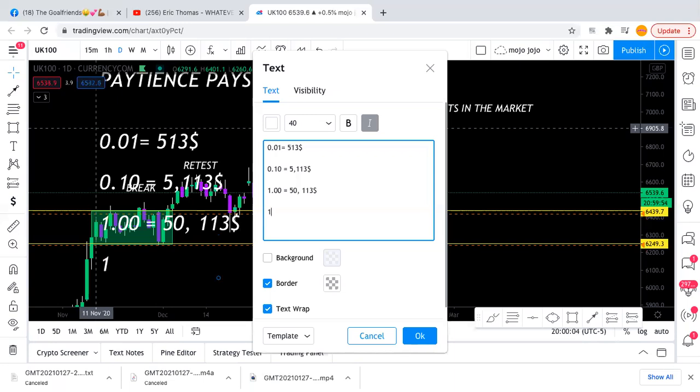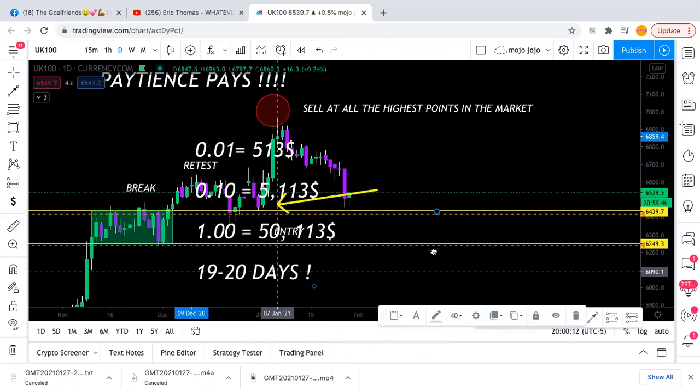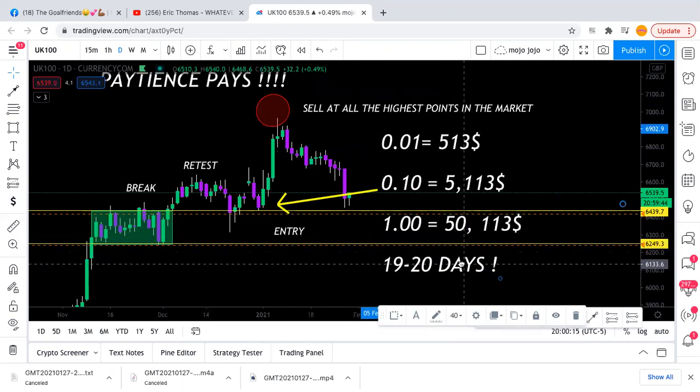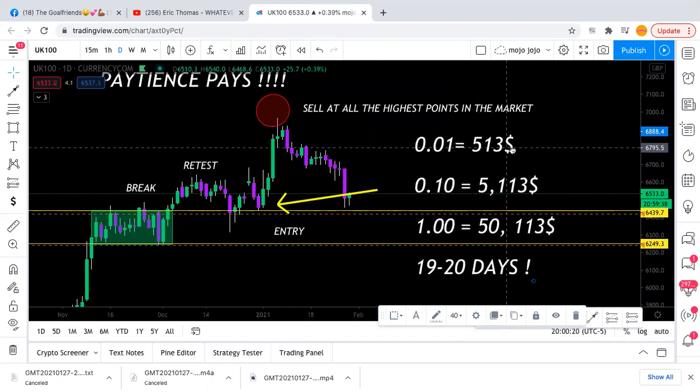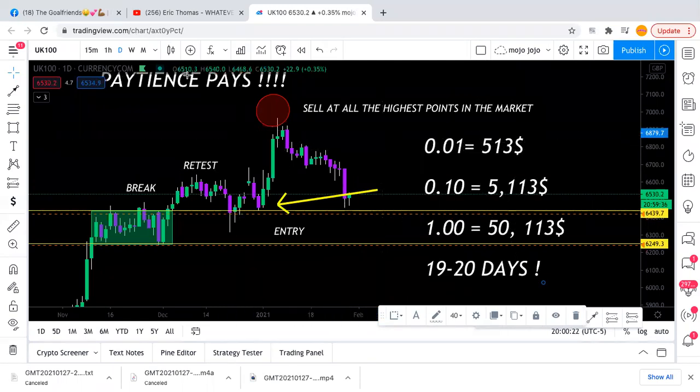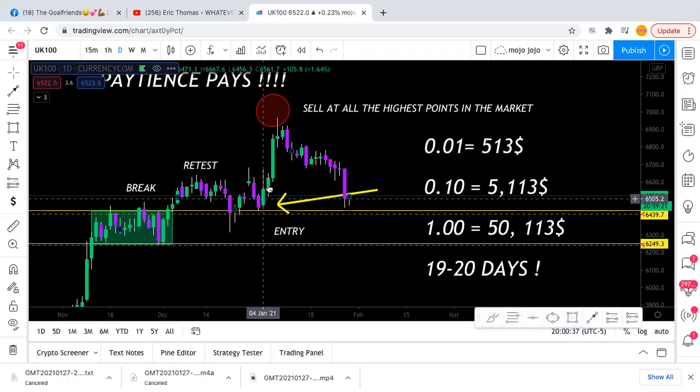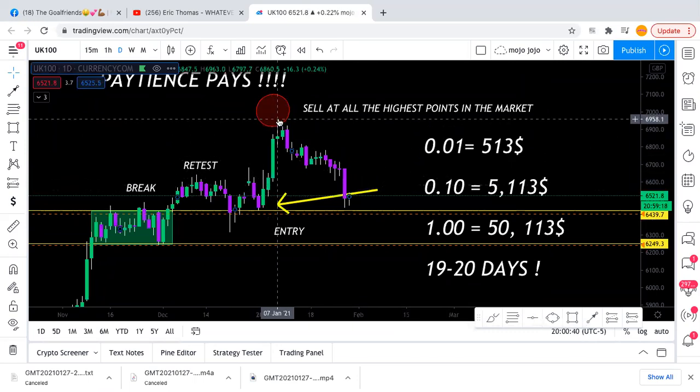So tell me this. Could you be so patient to not trade for 19 to 20 days for a dime to make you $500? Drop your favorite emoji in the chat if you are willing to wait 19 to 20 days, not trading UK 100 until you get the confirmation that you need to pop a dime that never goes into drawdown and stays blue for 1, 2, 3, 4 days.